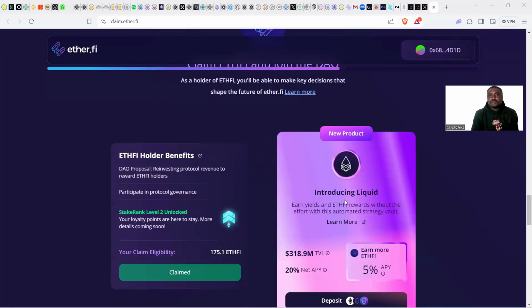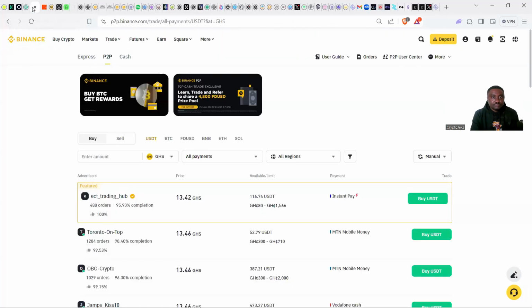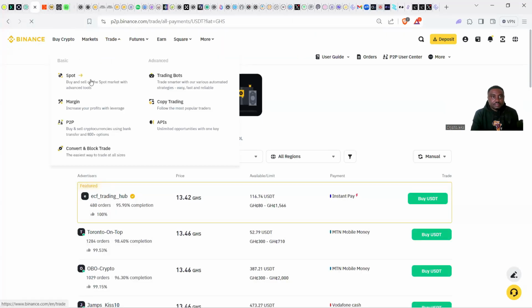If I scroll down, for instance, you can see this is the ETAFI airdrop benefit. If you staked some Ethereum like I advised, there's a chance that you're qualified for this airdrop. I got about 175 ETA.FI. This happened on the 18th of March, before it was listed on Binance. Now let's go to Binance and check the current price.